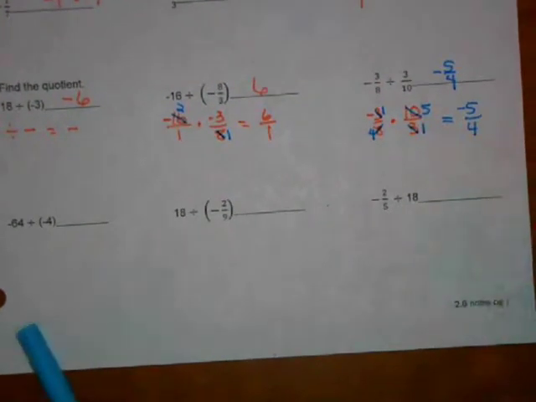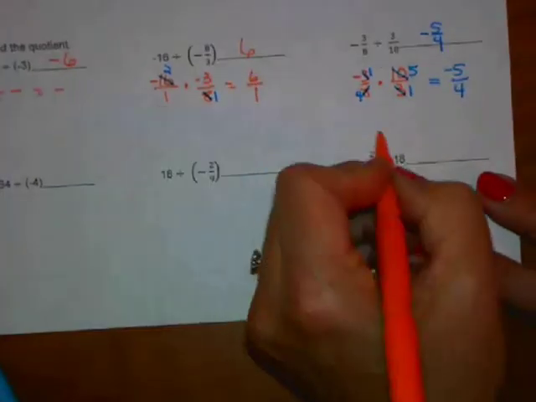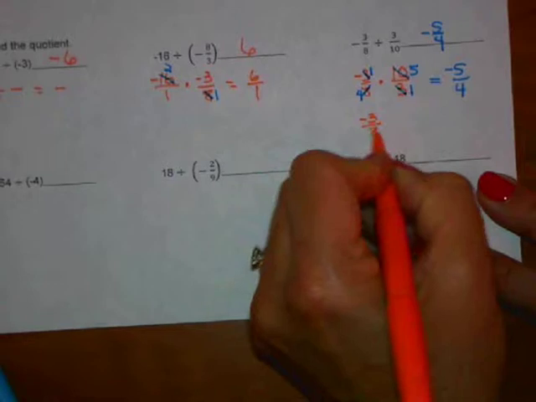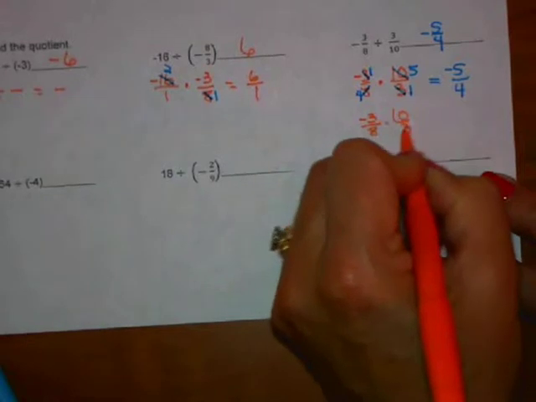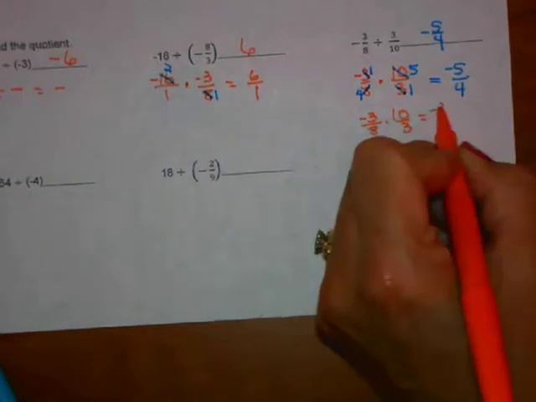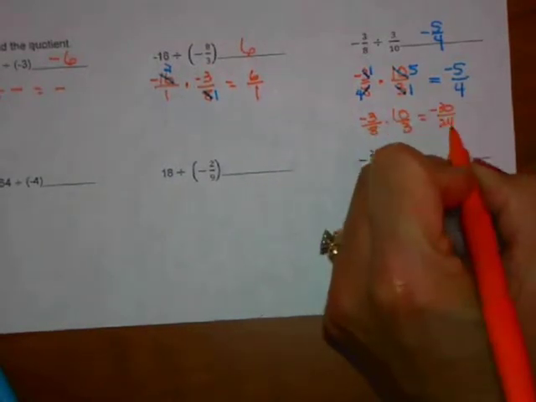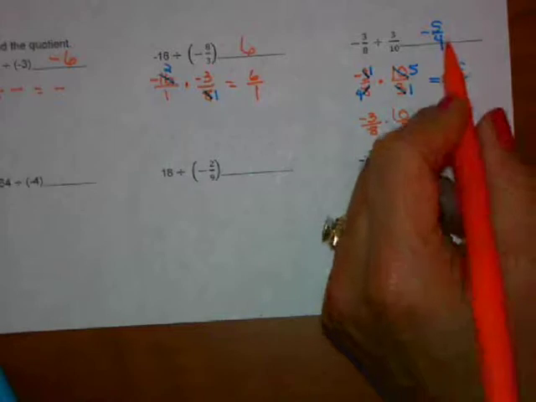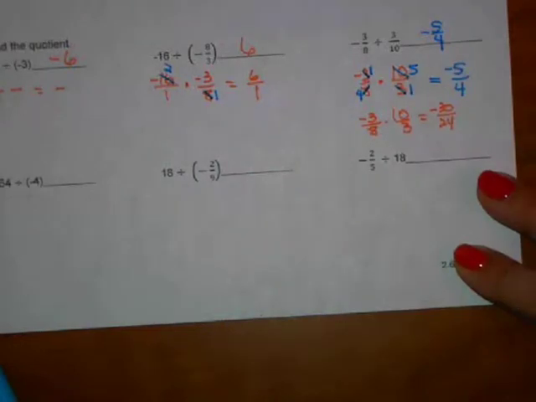If you really just don't like that whole reducing thing, take a look what happens here. This is what we started with. You can multiply straight across and then reduce that, and you'd end up with that. Okay? Either way is fine.